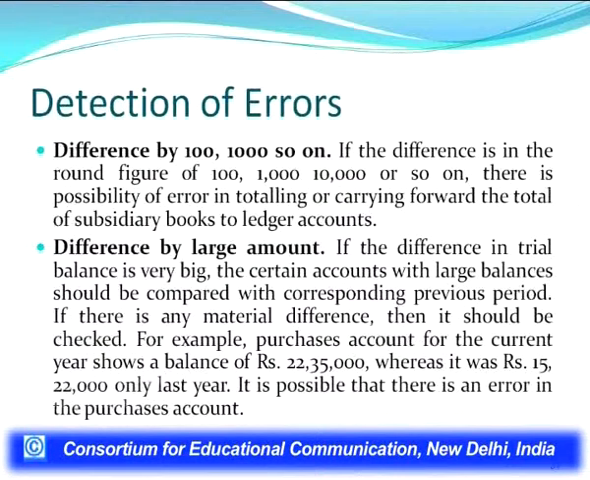Then there is a possibility that there is an error either in totaling or carrying forward the total of subsidiary books to ledger accounts. Then, if the difference is a very huge amount, suppose ₹20 lakhs and the firm is large enough, and 20 lakhs comes only in the purchase and sales accounts, not in any other, it means there is a chance that the error has been made either in purchase or sale. So, on the basis of your experience and practice, you could sense which are the common accounts where errors are made by the accountants, or which particular account the error may relate to.